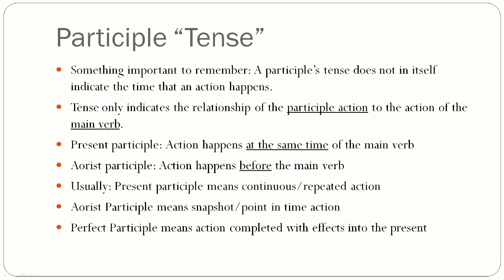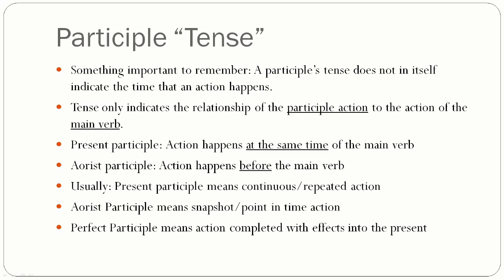Now what does that mean? Here we have the present participle. If we have a present tense participle, that means that the participle action is happening at the same time as the main verb. The aorist participle, as we saw before in all of those examples, indicates that the participle action is happening before that of the main verb, which is why you always translate it "after" or "having." That thing happened first, the participle happened first, then after, the main verb happened.